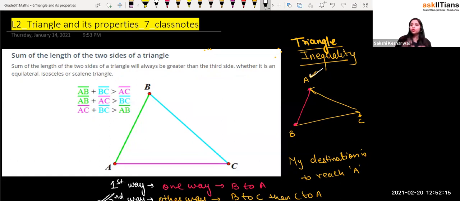The same thing follows for the triangle. As we have learned, if you have 3 points given to you, either the 3 points can form a triangle or they will form a line, right? So we are not talking about the points which are forming a line, which are the collinear points.